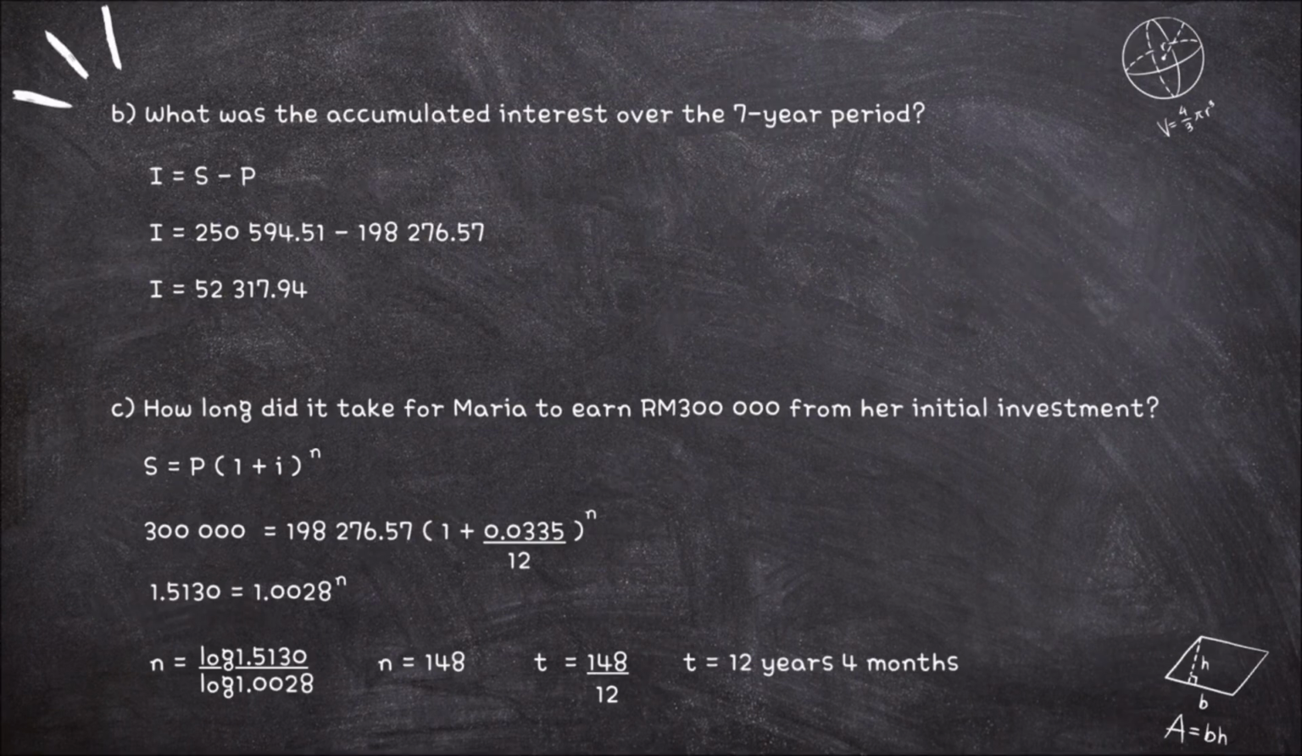B. What was the accumulated interest over the 7-year period? For this question, we will be using this formula, which is I equals S minus P, which will give us the interest is RM52,370.44.